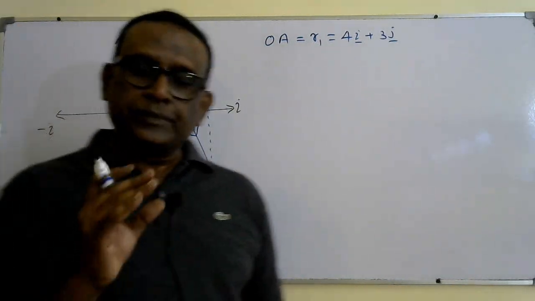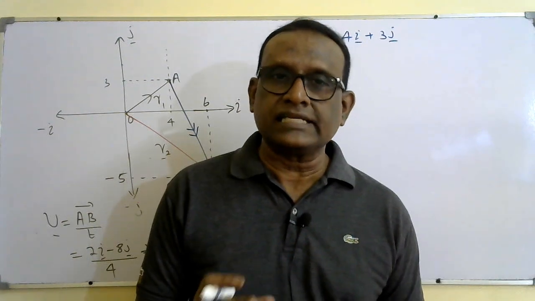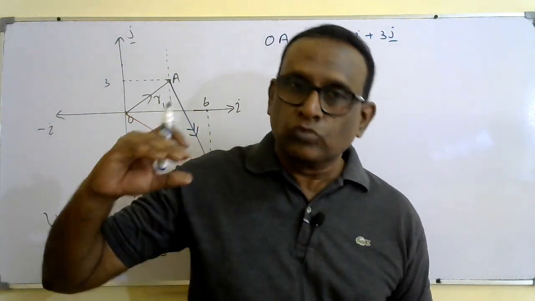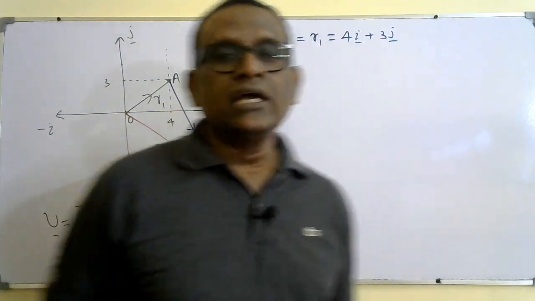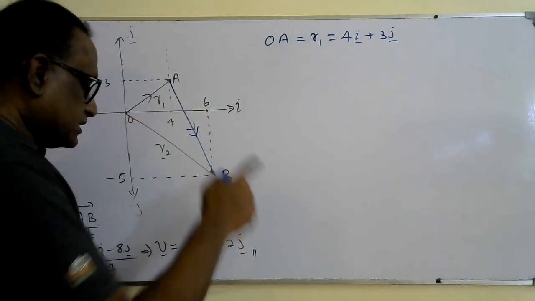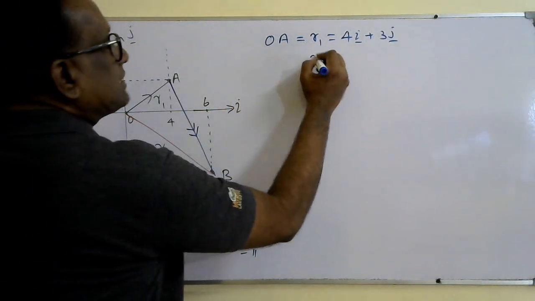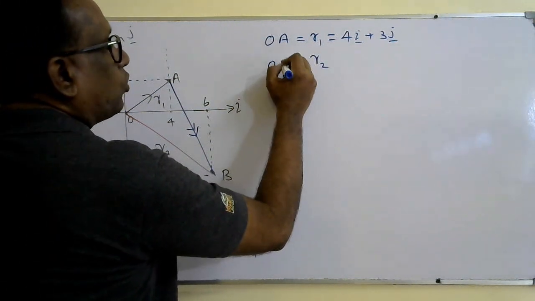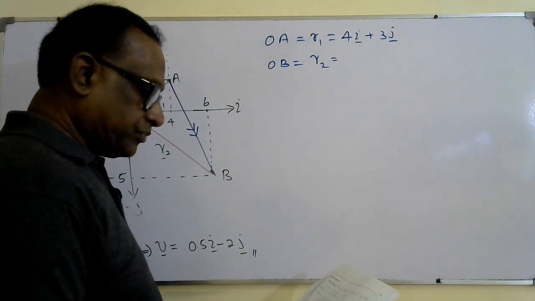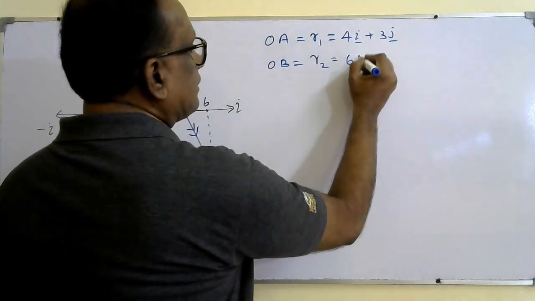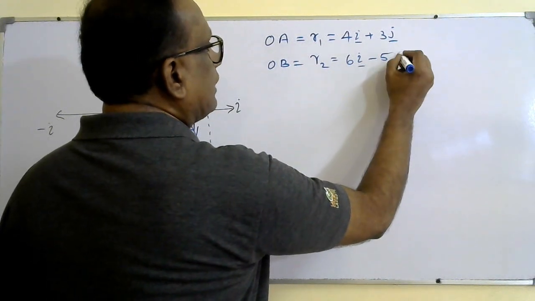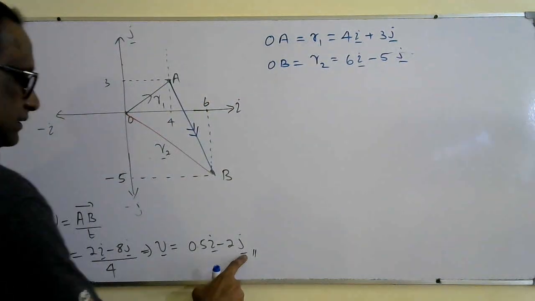Constant velocity means the direction is not changing. The angle is not changing, it is moving on a straight line. That's the meaning of it. So with constant velocity it moves to point B during 4 seconds. And the position vector of B, that is OB, also I gave earlier, that is 6i minus 5j. And we found the velocity vector, this one.